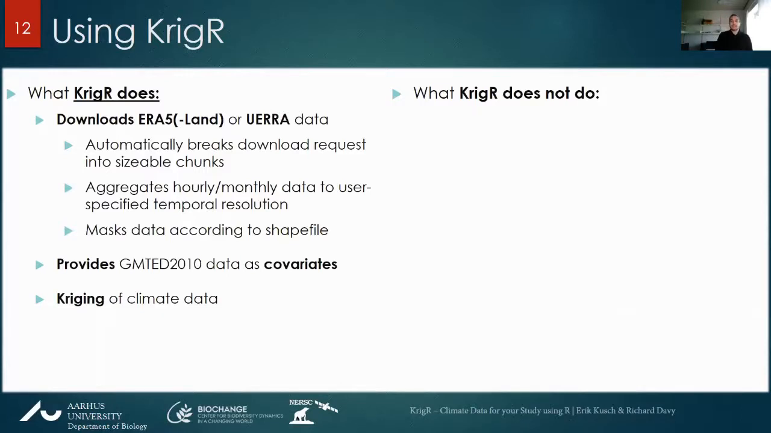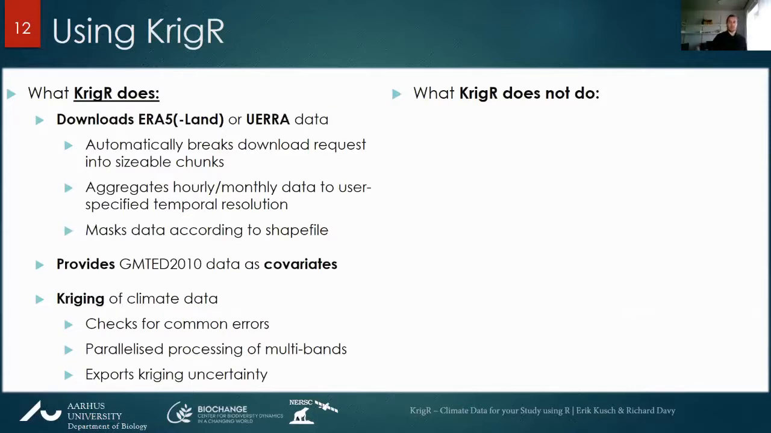The second step is then to get your covariates, where we provide you out of the box with the GMTED 2010 data. However, this is being downloaded whenever you need it, so installing the KrigR package itself is relatively easy on your download and your disk space because we do not ship the actual data, just the download function. The KrigRing of the climate data is then the final step in our pipeline or our workflow, where we check for common errors, we have the parallelized processing of the multibands, and we can export the KrigRing uncertainty.